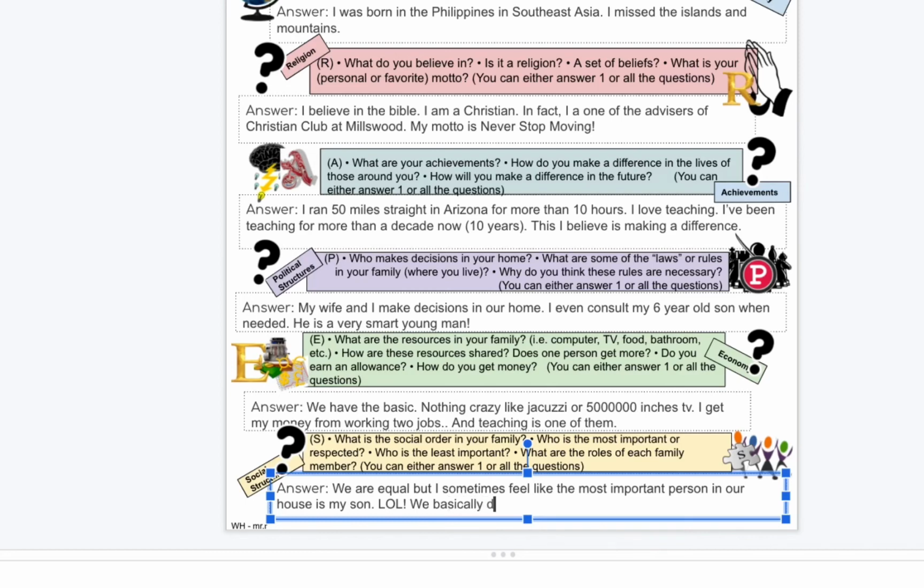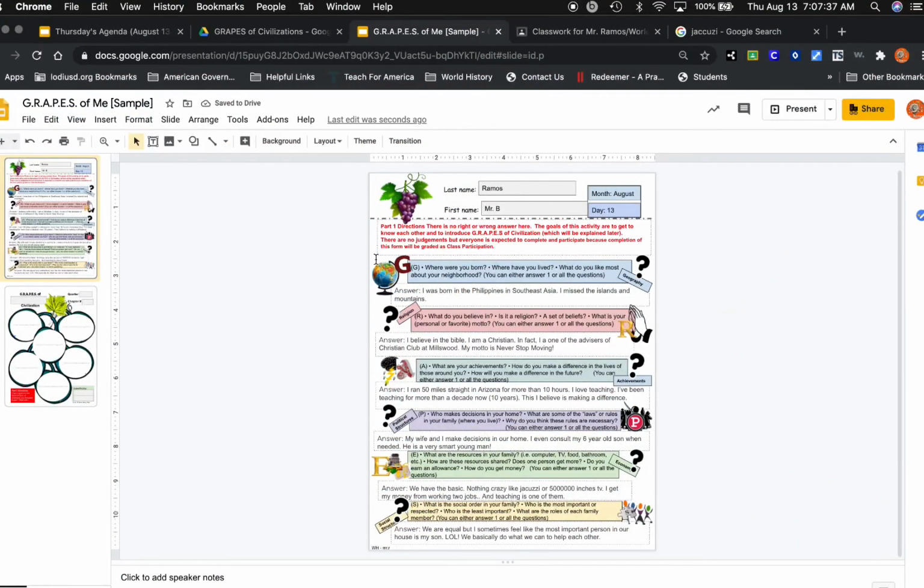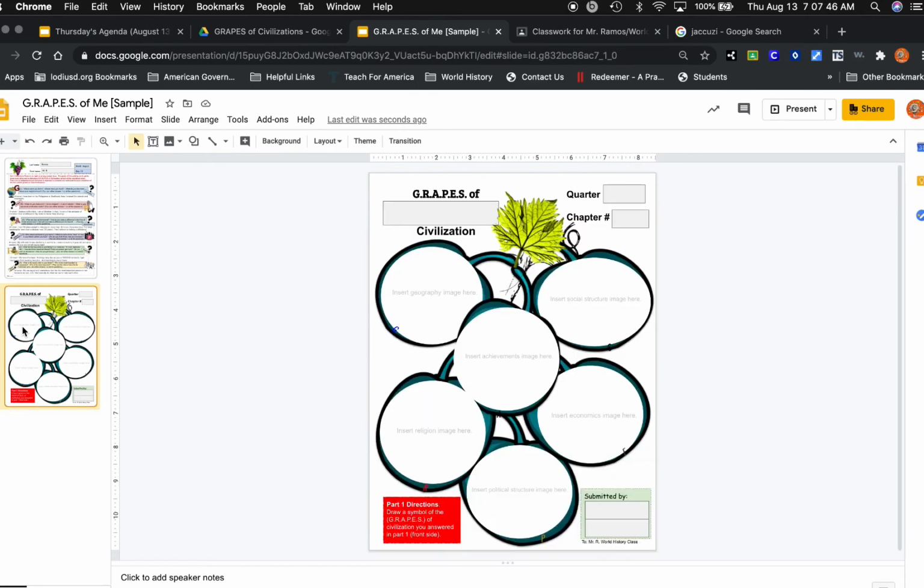Probably more respected, because in our culture, we respect our elders, and we consider the younger ones to need more attention and care. So I think in that sense, it seems like they are more important, but the truth is we're just doing what is necessary.